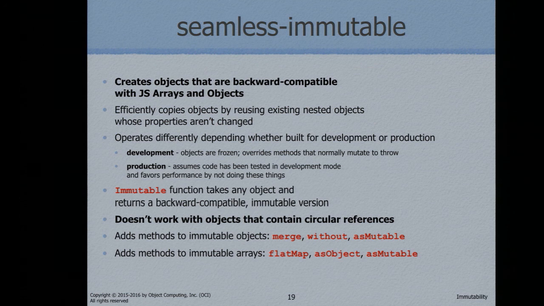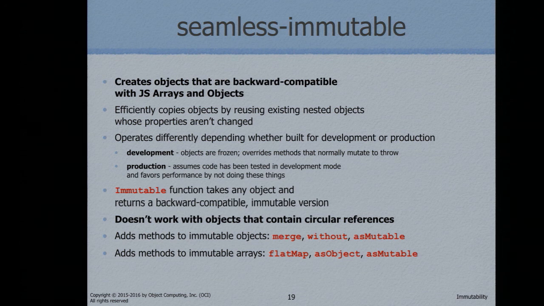Seamless-immutable is similar in that it doesn't use structural sharing, but it's interesting in that it gives you back an object that has the same API as you're used to using with JavaScript arrays and objects, and it just throws errors if you try to modify it. At least that's what it does in development. And if you use this in production, then it turns off those checks, and it's assuming that you've checked this while you were developing your code, and so it doesn't need to take the time to do those tests in a production app.